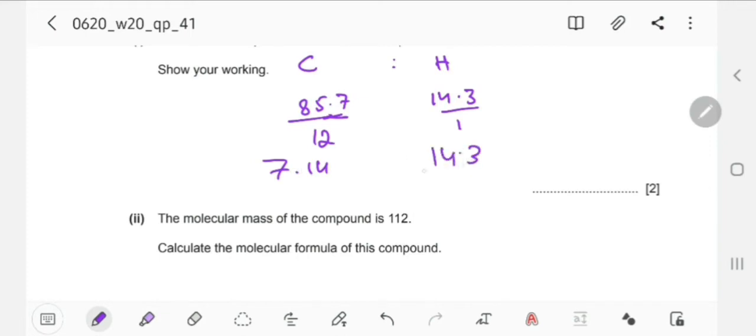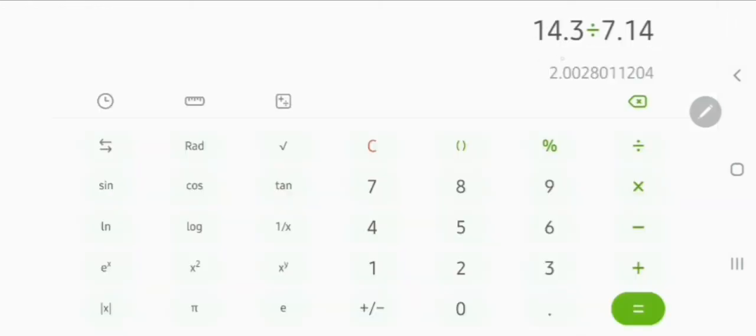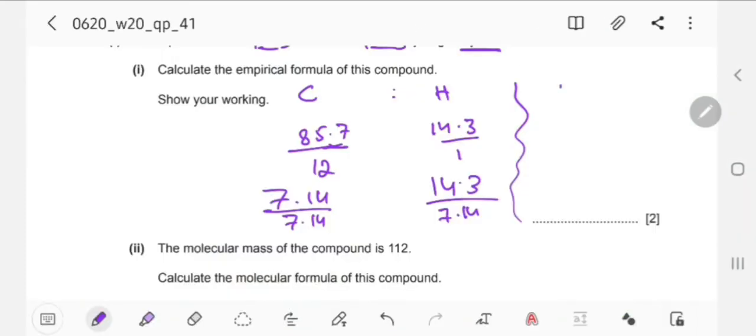So we will divide by the smallest. So 7.14 will be divided by 7.14, and 14.3 would be divided by 7.14. If you divide 14.3 by 7.14, the answer would be 2.0028. So simply we will count it as 2. So our ratio would be 1 to 2. So CH2 will be the empirical formula.